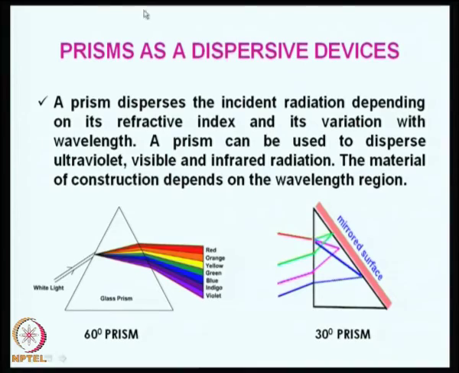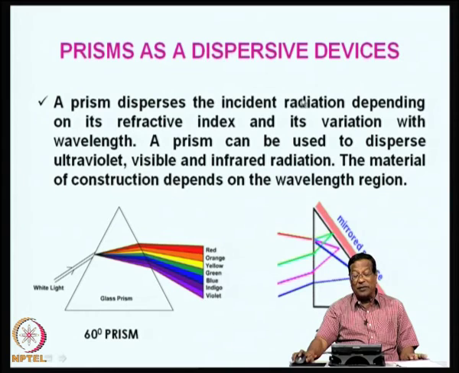Now, prisms are the poor cousins of diffraction units. For example, basically what is a prism? All of you would have seen a prism. A prism basically disperses the incident radiation depending on its refractive index and its variation with wavelength. A prism can be used to disperse ultraviolet, visible and infrared radiation. The material of construction of course depends upon the wavelength region. For example, for ultraviolet, what you would need is a prism made of silica or quartz.